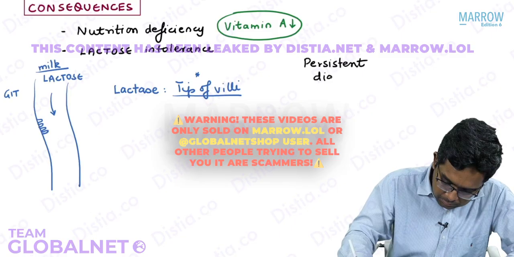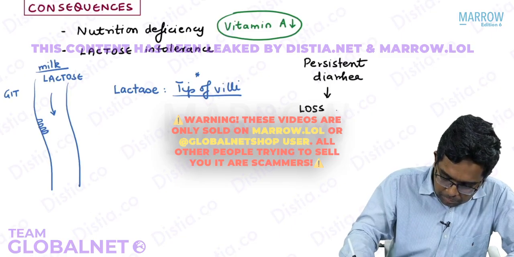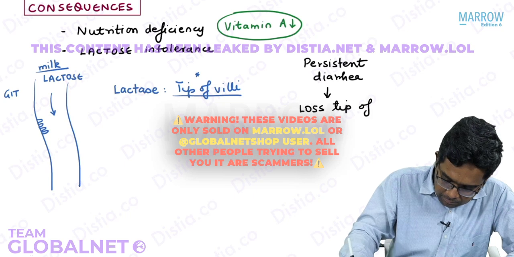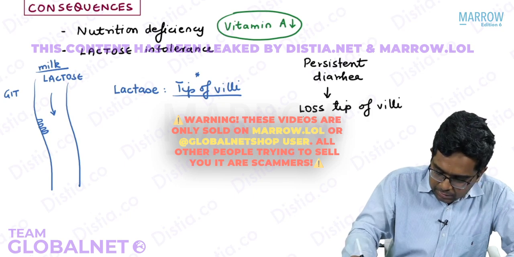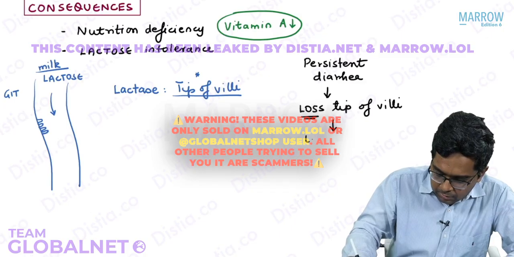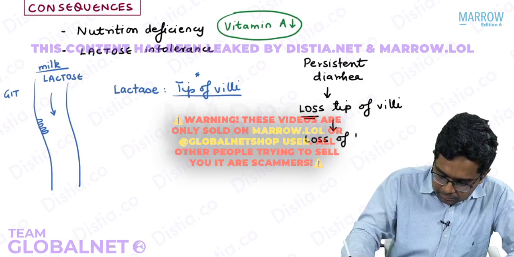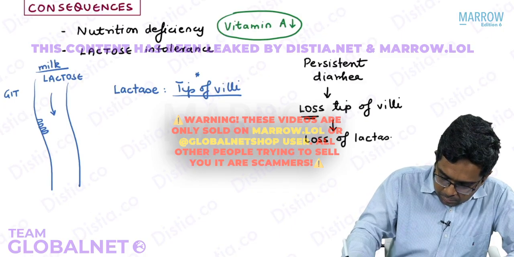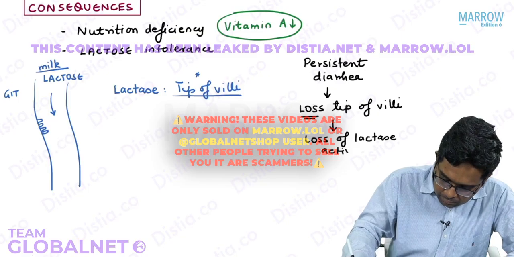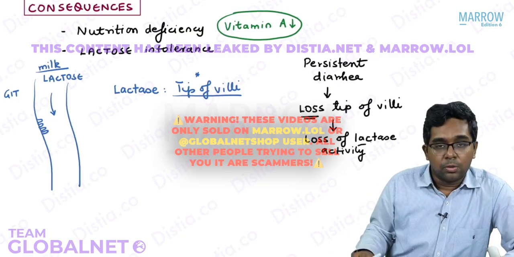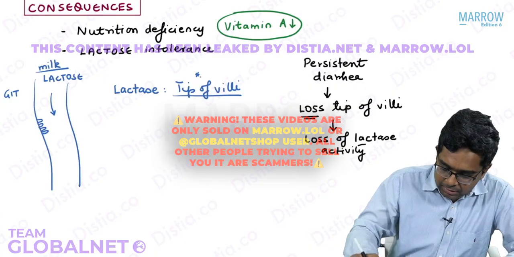There is loss of the tip of villi. Whenever the tip of villi is getting lost, there is also loss of lactase activity. So very simple. What is going to happen in persistent diarrhea?